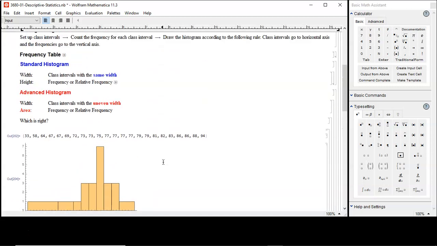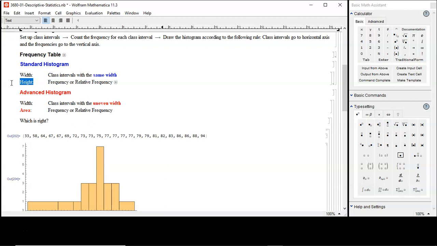How? Class interval width is proportional to area, not the height, area. That's the real trait. You see, you should know what you're doing. It's 3000 level course, so everybody should know what you're doing. And the key here is frequency or relative frequency is proportional to the area of each rectangle. Now, if the width of those rectangles are all the same, then area and height are proportional. And that's why we had an illusion that you can use height for frequency or relative frequency.